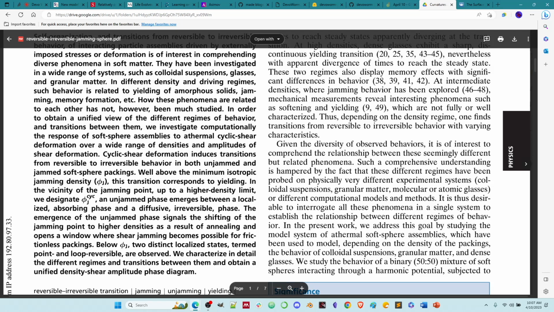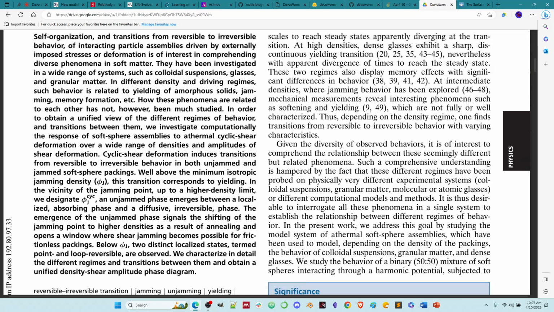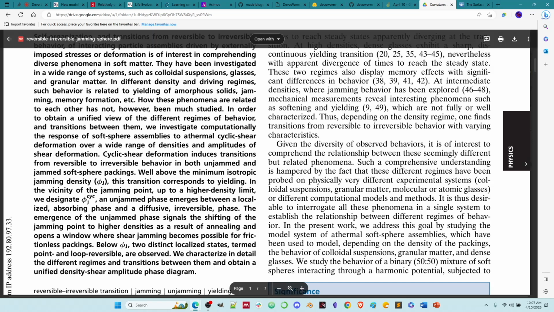An unjammed phase transition emerges between a localized absorbing phase and a diffuse irreversible phase. So you have this sort of heterogeneity that starts to emerge. The emergence of the unjammed phase signals the shifting of the jamming point to higher densities as a result of annealing and opens a window where shear jamming becomes possible for frictionless packings.